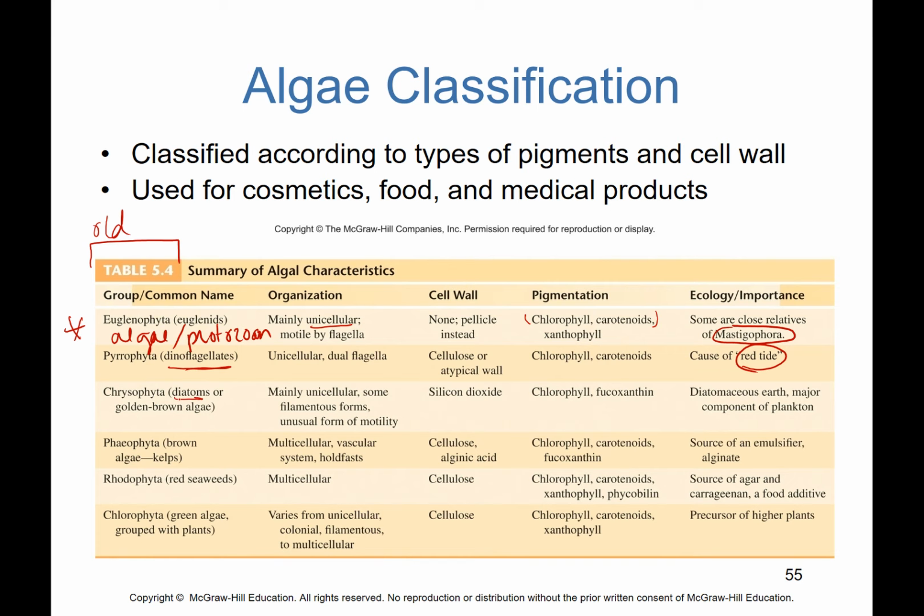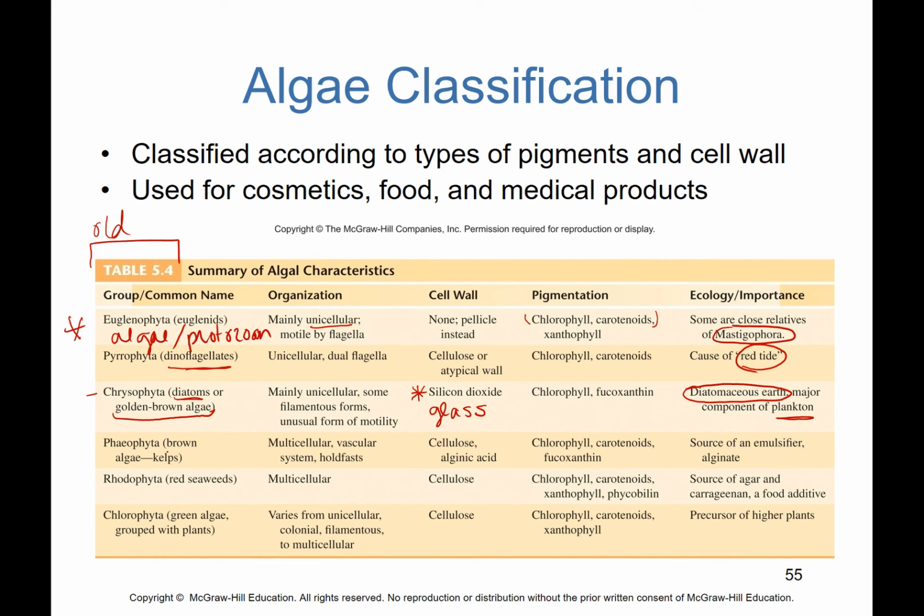Chrysophyta are your diatoms, and we also have some red-brown algae in the Chrysophyta. Mostly unicellular, some filamentous. What makes them very unique is this structure in their cell wall, silicon dioxide. Silicon dioxide is what makes up glass, so they have a very crystalline, very see-through cell wall. Ecologically, they're a huge component of plankton, and they also make up diatomaceous earth, which is something we use in freshwater aquariums.